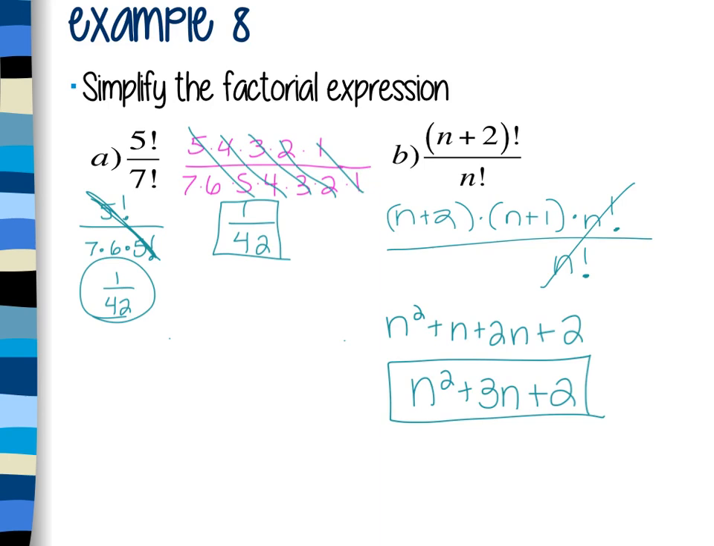You would just take whatever is the larger one. So if, let's say, it was n factorial on the top and n plus 3 factorial in the bottom, I would start at n plus 3, and then multiply times n plus 2, and then n plus 1, and then I'd stop at n factorial, and that would be where I'd cancel it out. Questions? All right.